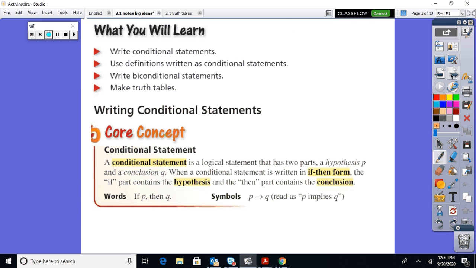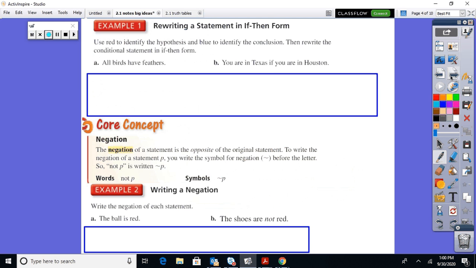Conditional statements: a logical statement that has two parts, the hypothesis and conclusion, in if-then form. And again, here's how we'll see it: P implies Q, P arrow Q, if P then Q. All these things mean the same thing to us. It's a scenario, it's a condition. You can go, if I go to the mall, then I had enough money. There are conditions that allow you to do things.